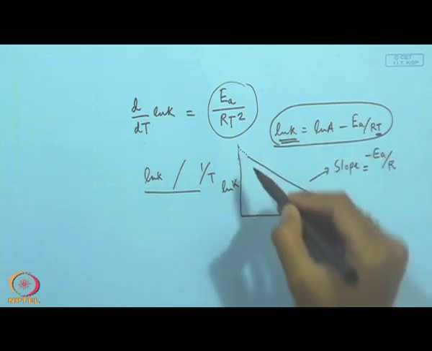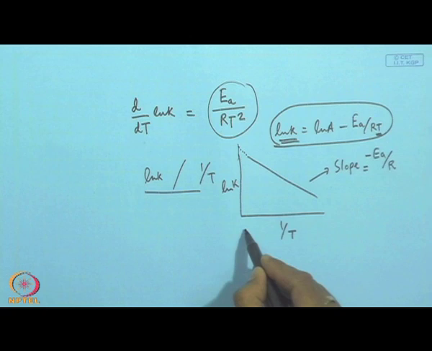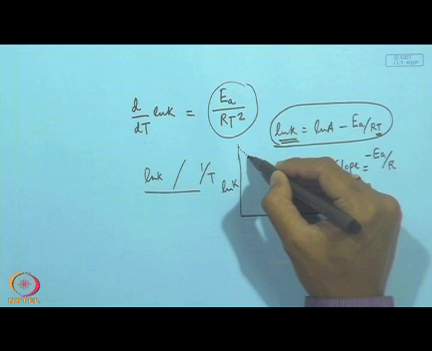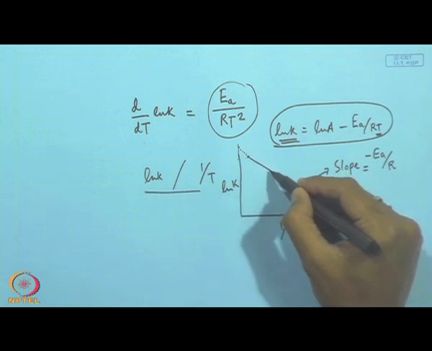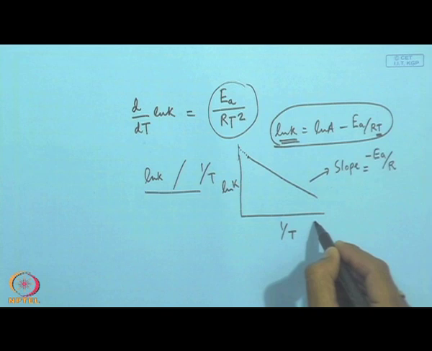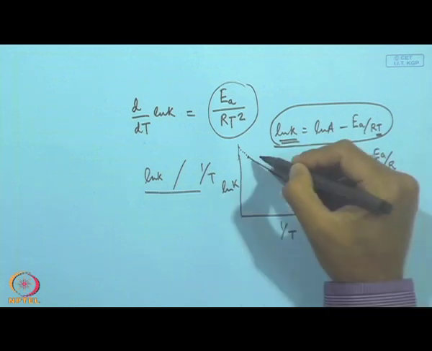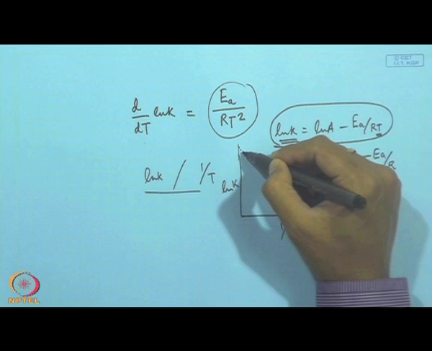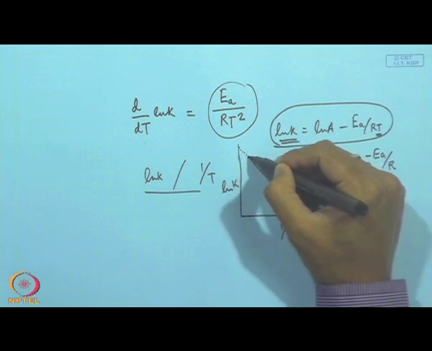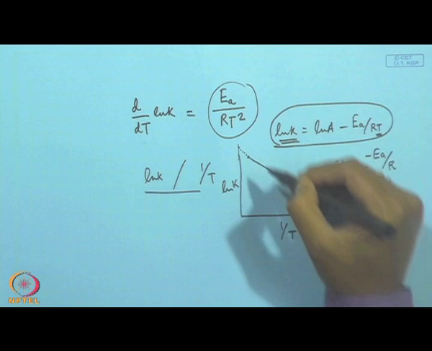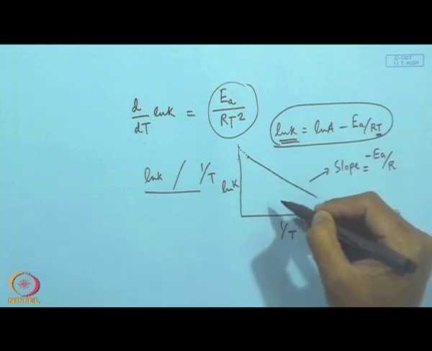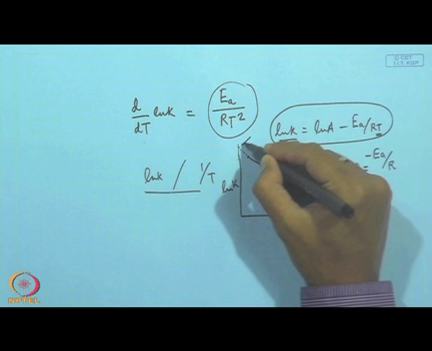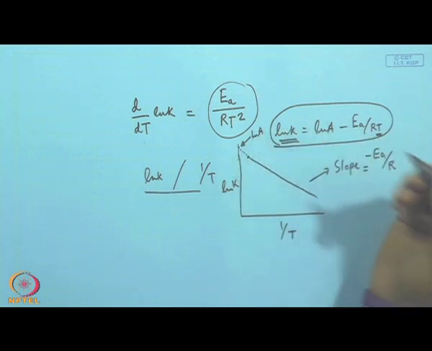Intercept here means 1 by T equal to 0, which means a huge temperature which you cannot reach experimentally. You can go up to maybe a certain highest temperature at which you can do the experiment in the laboratory. These are the values corresponding to different temperatures, and on this side the temperature is minimum. Then you do extrapolation, because otherwise you cannot get ln A, as you cannot do a real experiment at a very high temperature. So, after extrapolation you will get ln A.